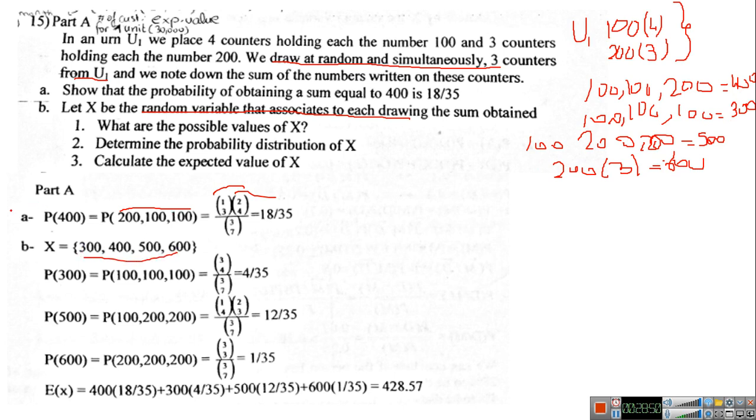So what's P of 300? For P of 300, you're going to get 100, 100, 100. So how many 100s do I have? I have 4. I want to draw 3 out of 4 over 3 out of 7. For 500, it means I have 2 200s and 1 100. So 1 out of 4 and 2 out of 3 over 3 out of 7. For 600, I want three 200s. 3 out of 3 over 3 out of 7.